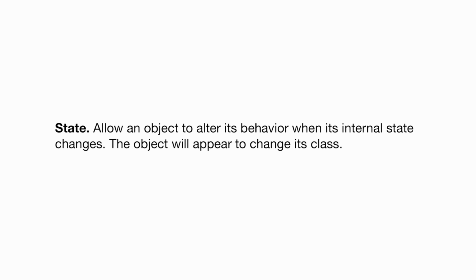When its internal state changes, the object will appear to change its class. Probably the closest kind of functional, kind of backend version of this is finite state machines. Let's do a straightforward example. There are many ways to implement a state machine depending on the language, use case, and the rest of the code. There are libraries for this.